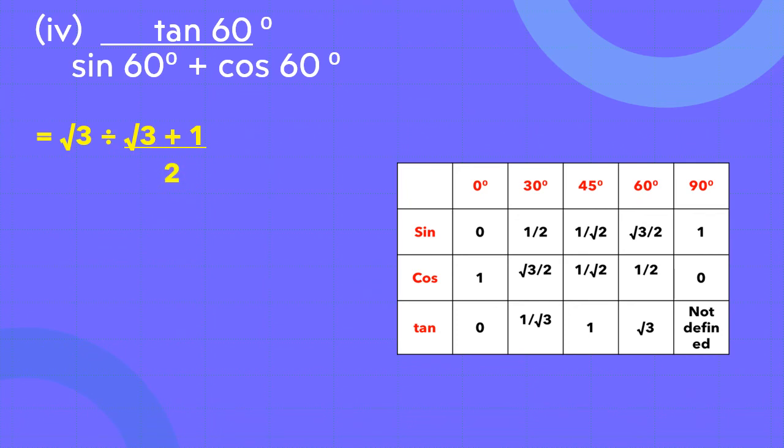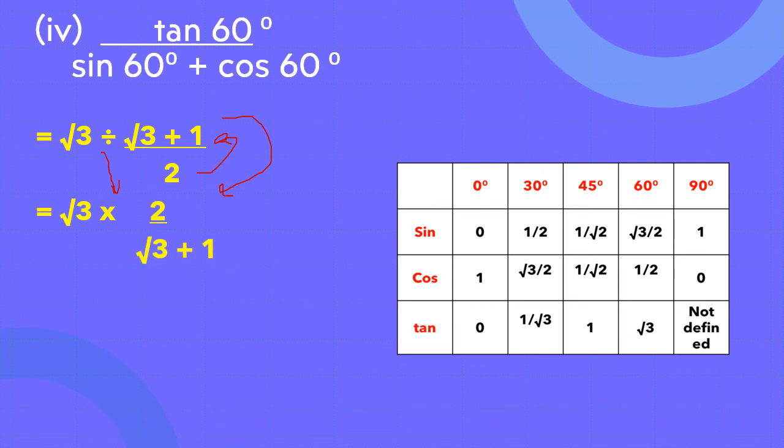Now I want to solve this. Whenever we solve this, children, we change this sign to multiplication. And when you change the sign to multiplication, the next fraction becomes inverted, or you take the reciprocal of the next fraction. So what will happen? This 2 will go up and root 3 upon root 3 plus 1 will come down. So we get root 3 as it is, this changes to multiplication, 2 goes up and root 3 upon root 3 plus 1 comes down.